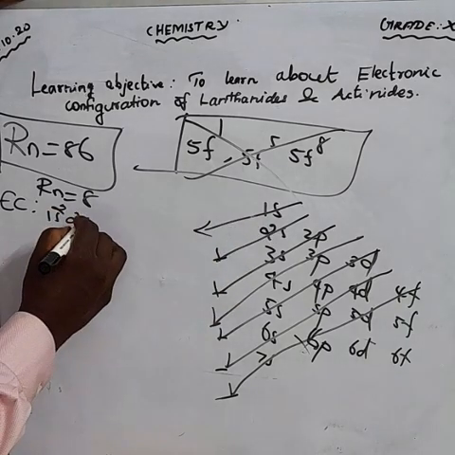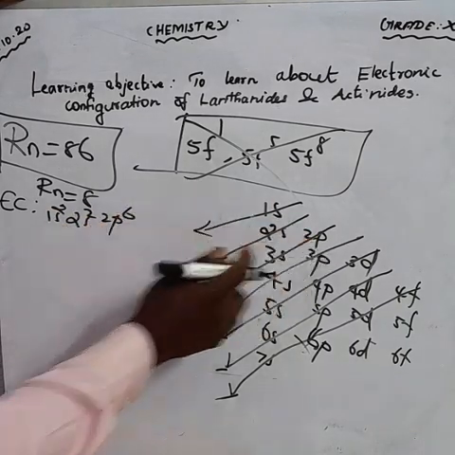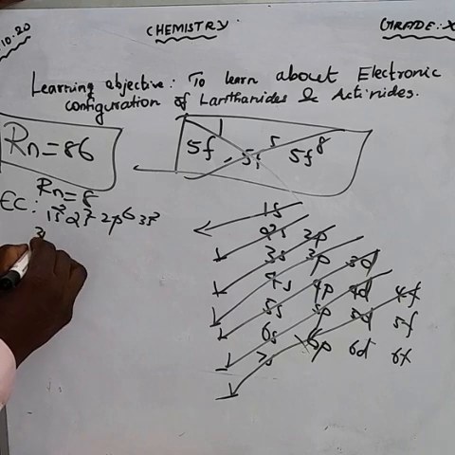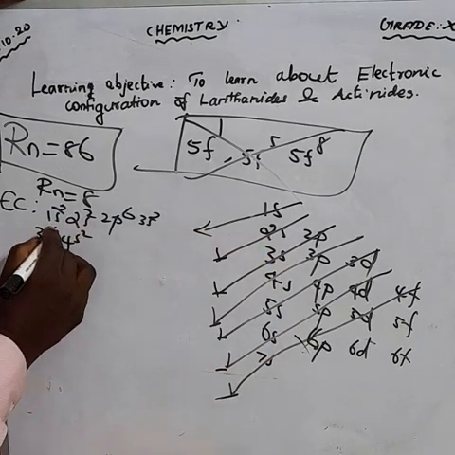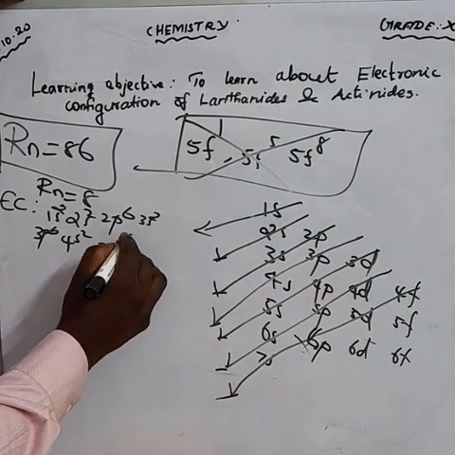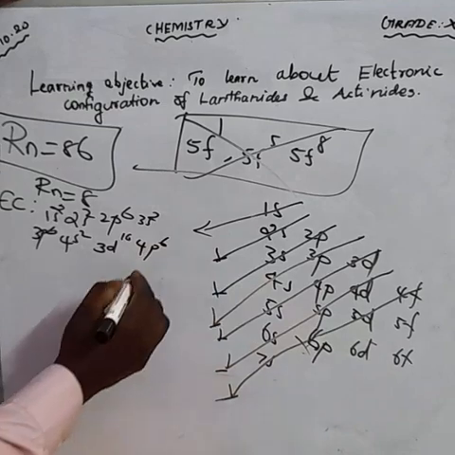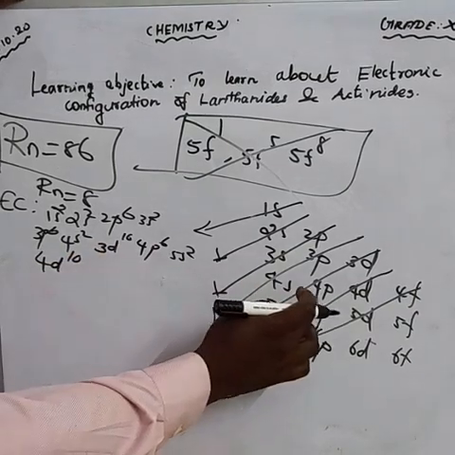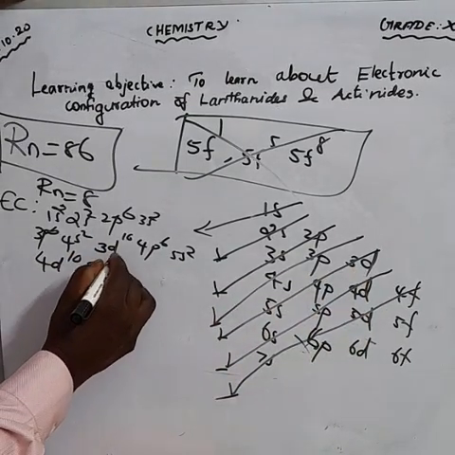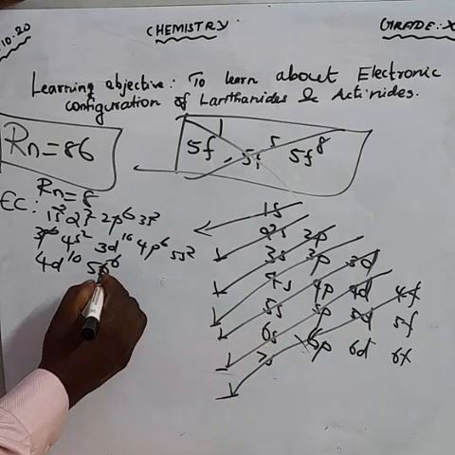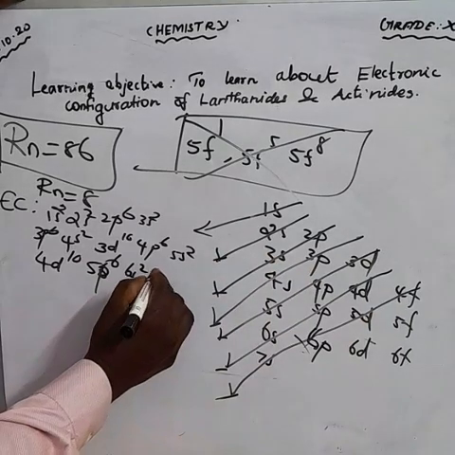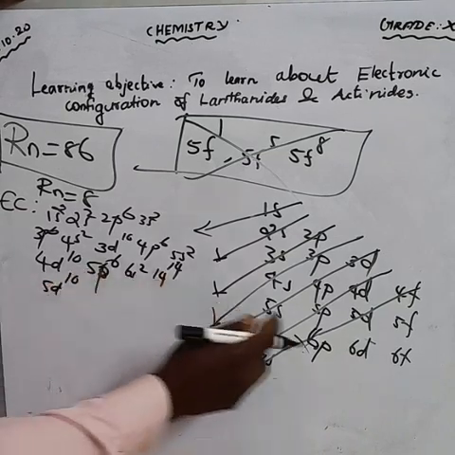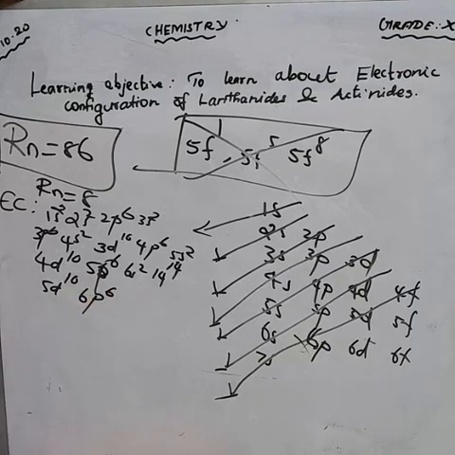1s2. Second one, 2s2. Third one, 2p6, fourth one, 3s2, fifth one, 3p6, 4s2, 3d10, 4p6, 5s2, 4d10, 5p6, 6s2, 4f14, 5d10, 6p6. Shall we count the numbers?